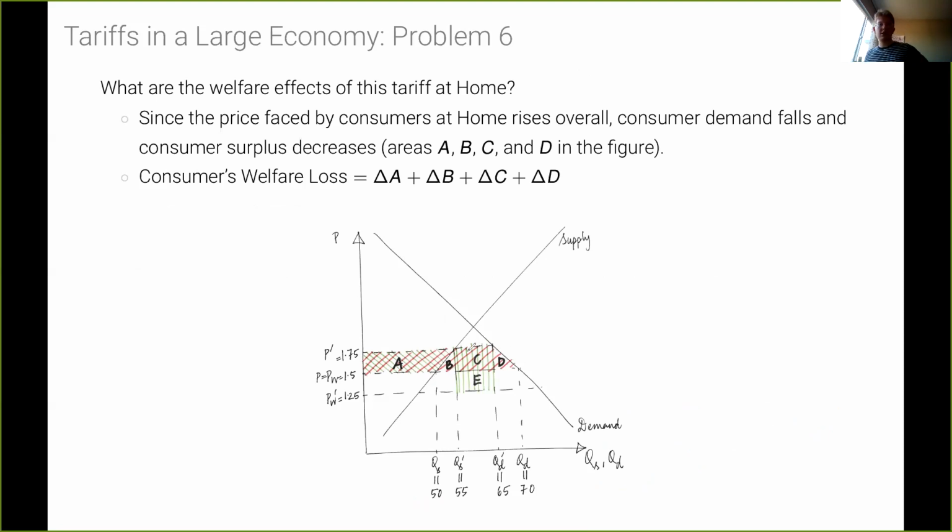So this is basically just the reverse of the situation we thought about before when we reduced the tariff in the problem thinking about tariffs in a small economy. So that's fairly straightforward. And so the consumer's welfare loss is going to be negative the amount of area of A, B, C, and D.